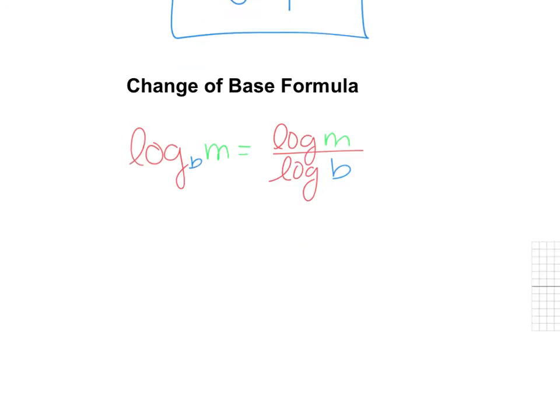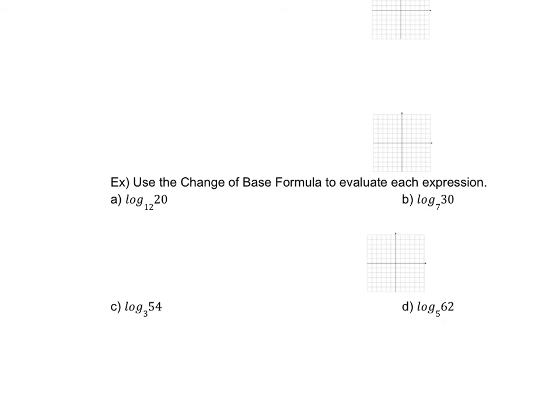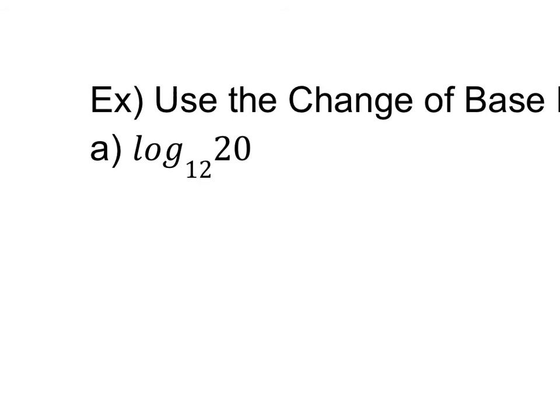Okay, so use the change of base formula to evaluate each expression. So this one, let's just pretend we don't have the change of base. You don't need to write this down, just watch. If you were going to evaluate this, you would set it equal to x, then convert it to exponential form. So 12 to the x equals 20. Now you're thinking, can I change 12 and 20 to some kind of number to an exponent that has the same base? Well, no, you can't change 12 or 20, either one of them, right? So that's not going to work.